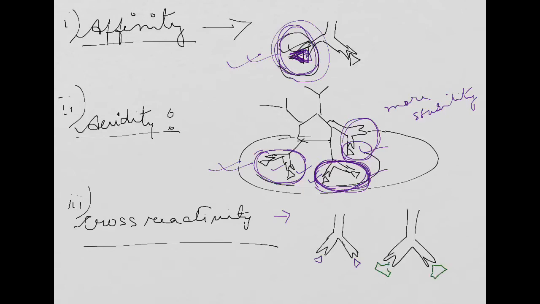You can see in this diagram, though this antigen differs from this antigen, its epitopic region is similar to this antigen. Therefore, the antibody got confused sometimes and binds to different antigens if their epitopic region is somewhat similar. Okay, this is known as cross-reactivity of antigen-antibody reactions.